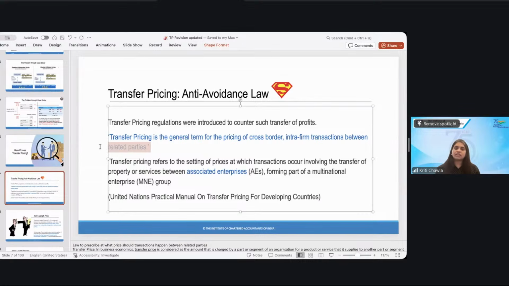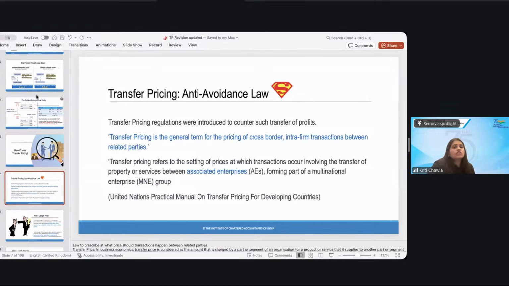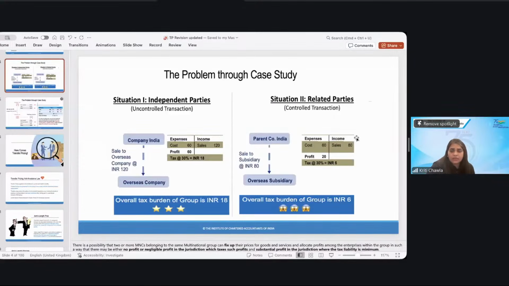So transfer pricing refers to the setting of prices at which transactions occur involving the transfer of property or services between associated enterprises forming part of a multinational enterprise group. So this is basically the law. The point is, at what price should these transactions happen? Should they happen at 80? Should they happen at 120? At what price should they happen?